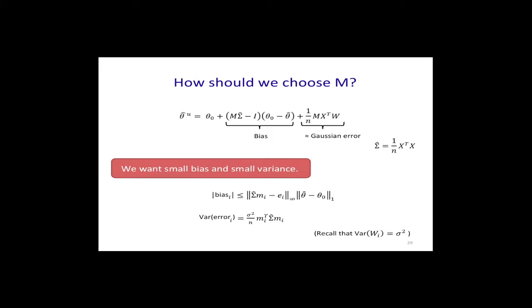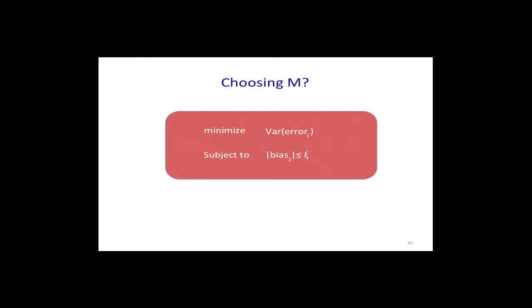So what we do is that we upper bound the bias and the variance over the ith coordinate, and m_i here is the ith row of the matrix M. Okay? So I bound them in the following way. And now the idea is that we minimize the variance over the ith coordinate, and meantime we put some constraint on the bias on the ith coordinate.